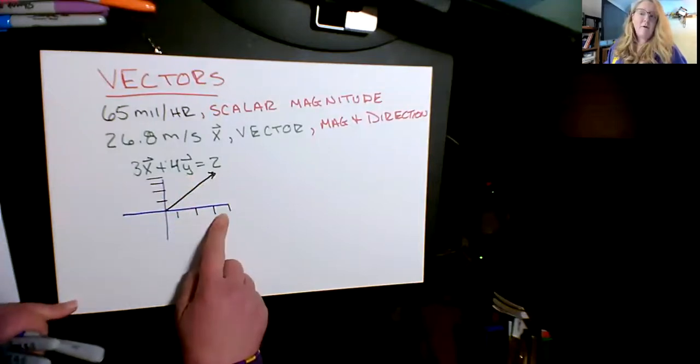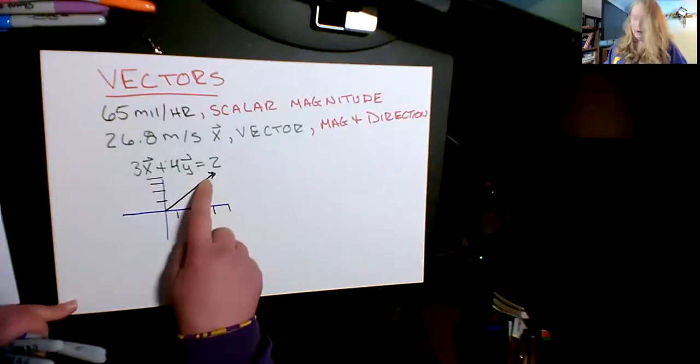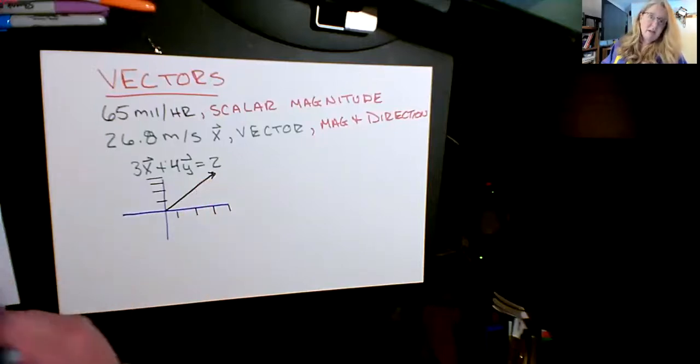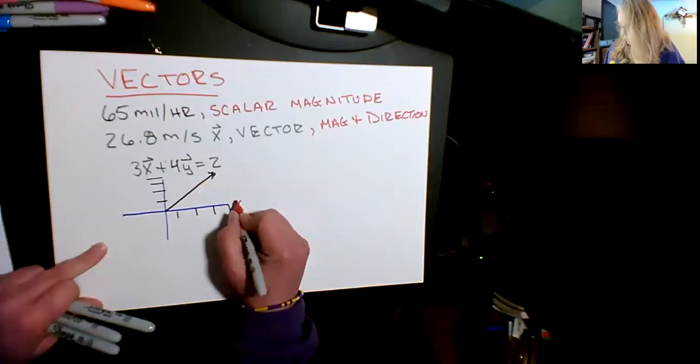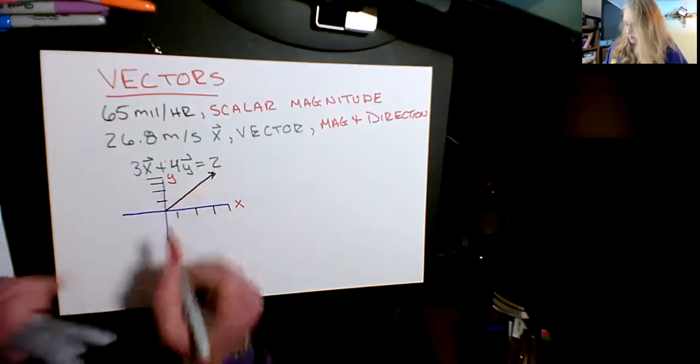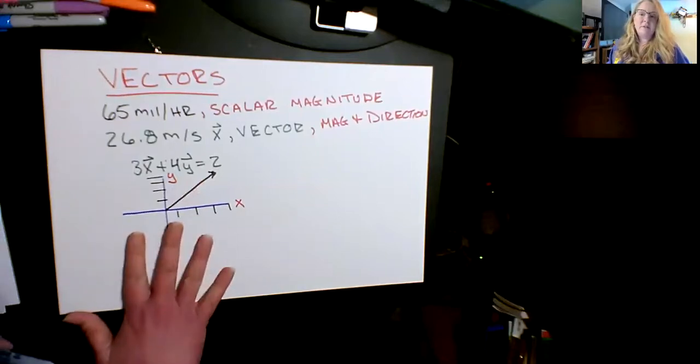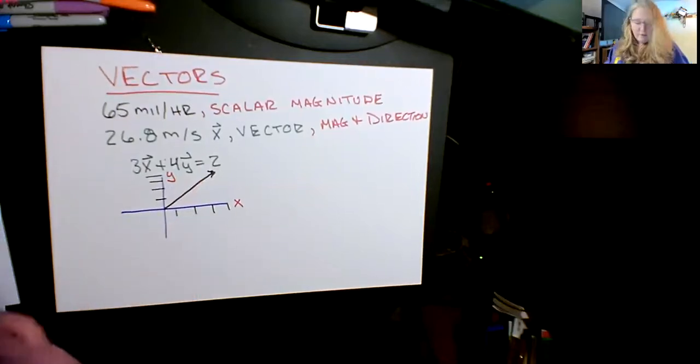This tells me how far over in the x and how far up in the y, and that could be down. It could be in the positive x, it could be in the negative x, it could be a positive y. Let's go ahead and label these axes. But that's all a vector tells us. So I'm going to stop there, and then we're going to do some math with this.